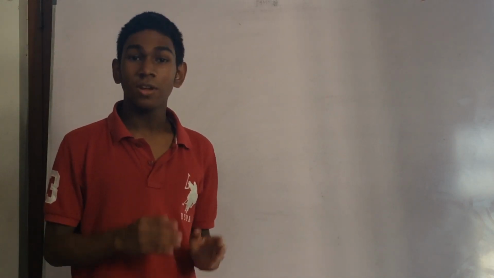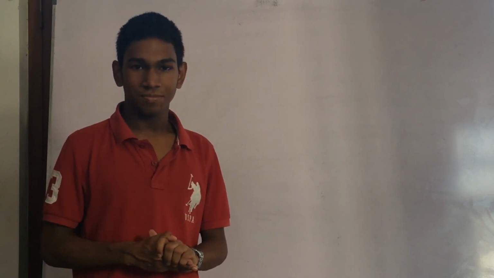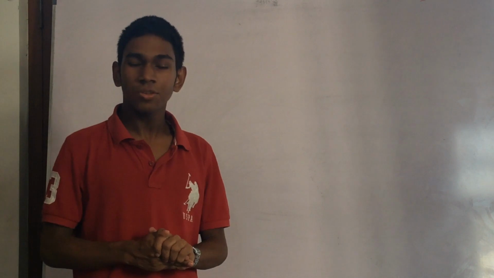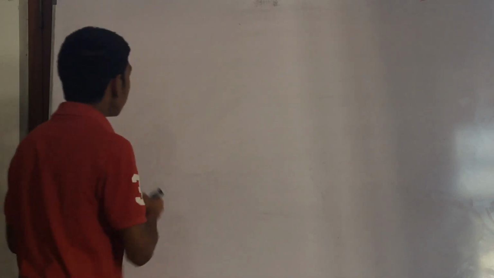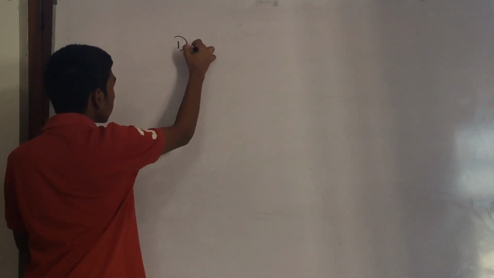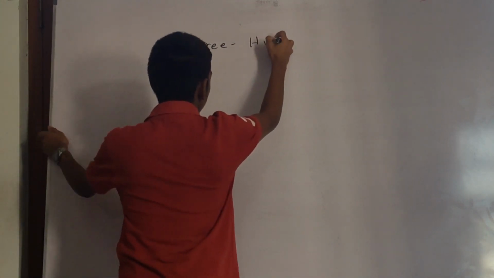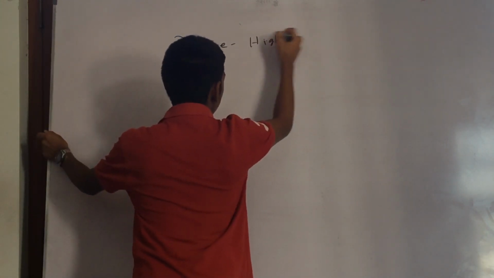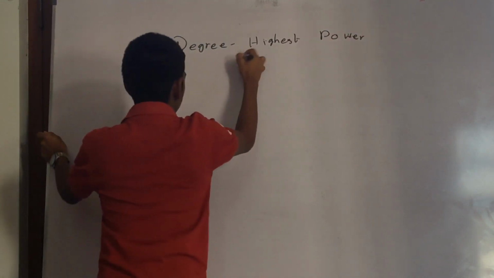Today let's discuss the 2017 LL passing question from the lesson Remainder Theorem. Before we do that, let's do a small recap of the lesson. First we should learn what a degree is. Degree normally means the highest power of the variable.